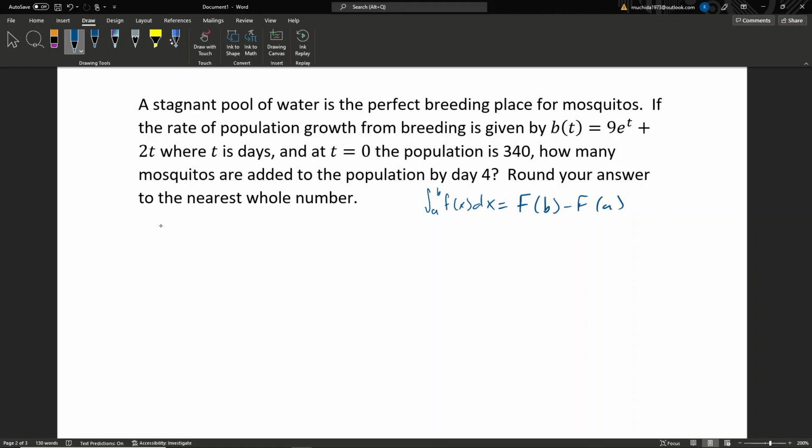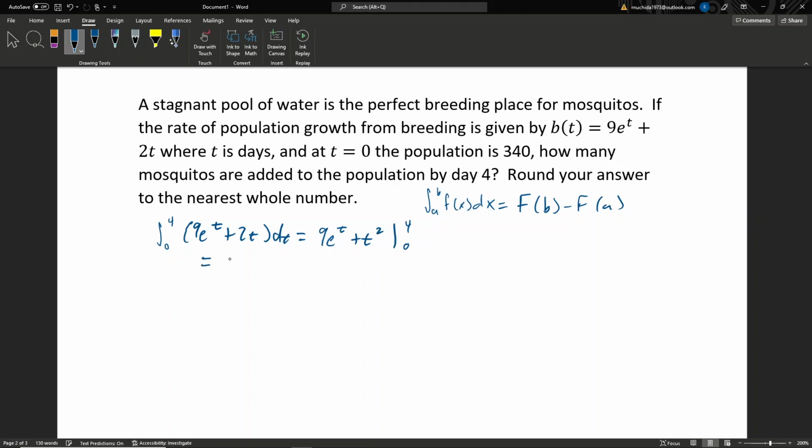So for this case, we'd go from the integral from 0 to 4, because we want to know the net change in the population from day 0 to day 4. We have our rate of change of the population, which was 9e^t plus 2t, dt. So this would be equal to, finding the antiderivative of 9e^t, that would just be 9e^t. For the 2t, that would be plus t squared. Evaluating that from 0 to 4.